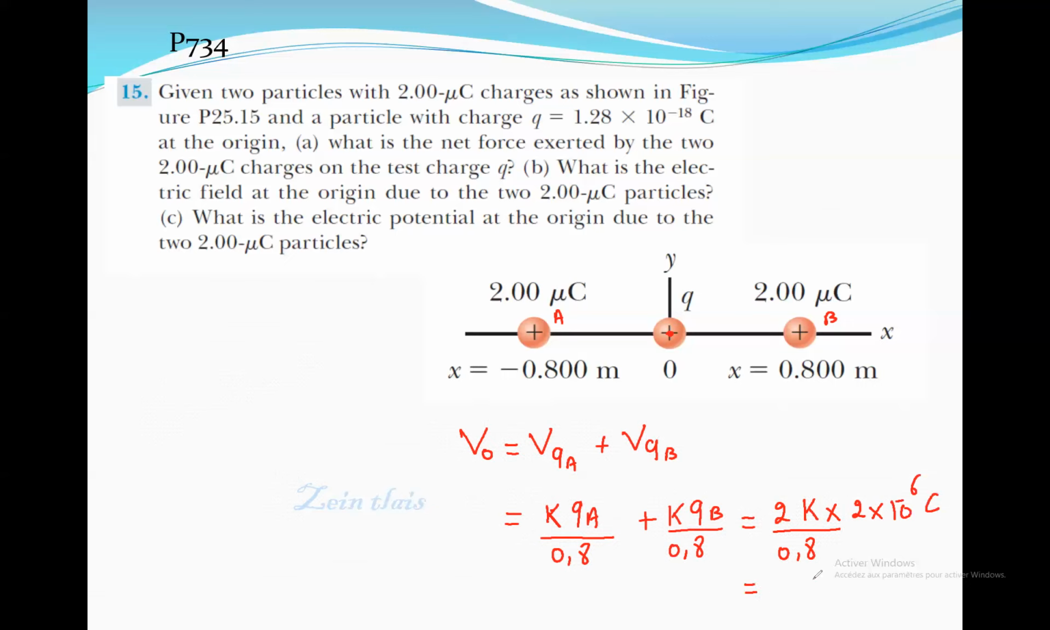So here we calculate the value of the potential. K equals 8.9 times 10 to the power 9. I give you the value of K. You do the calculation, and you finally get VO equals 45 times 10 to the power 3 volt.